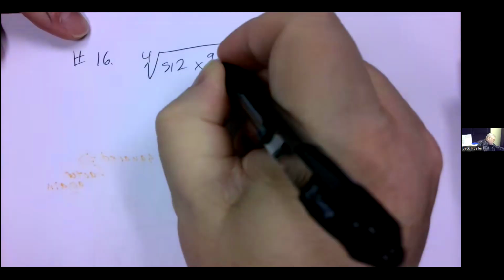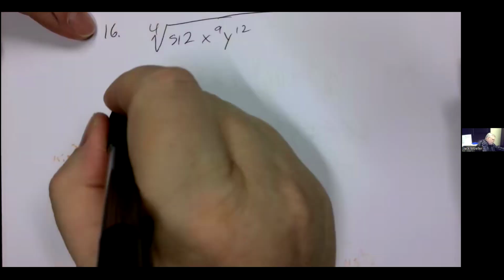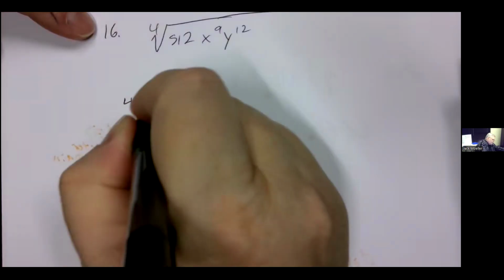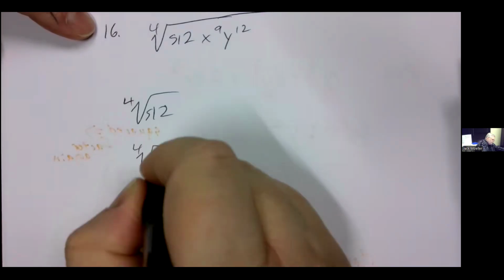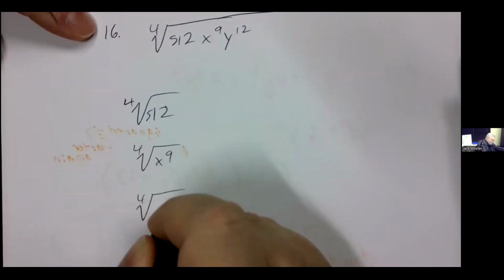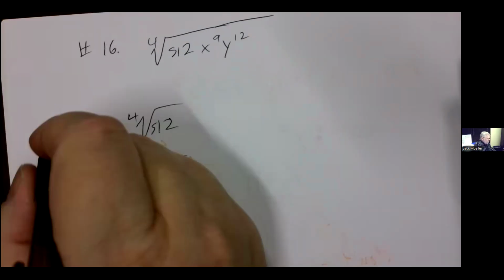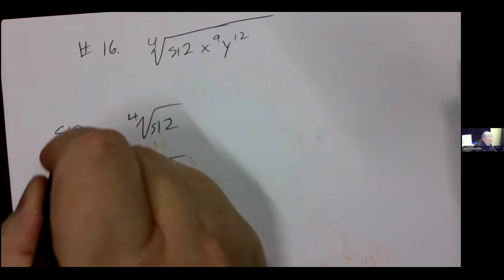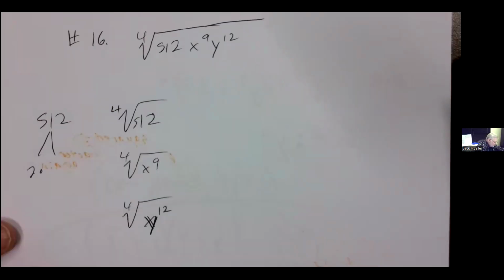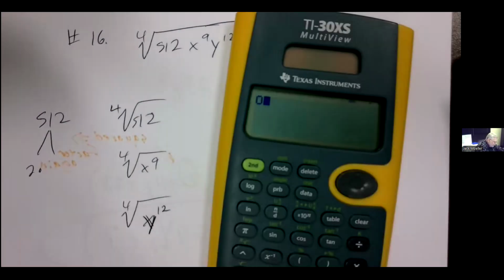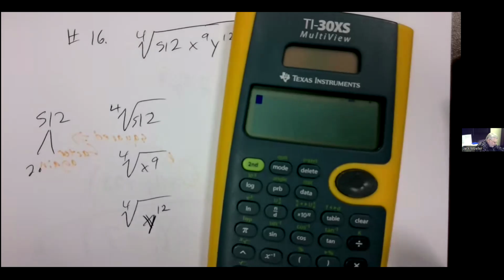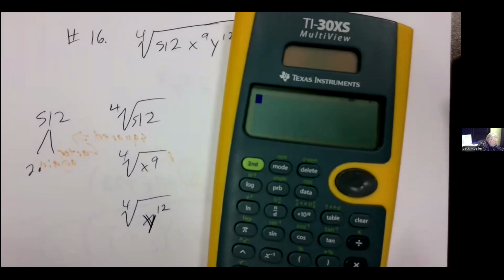All right. So again, split it up. I want the 4th root of 512, the 4th root of x to the 9th, and the 4th root of y to the 12th. So for 512, if you're going to start by 2, if you see something bigger, then definitely start with something bigger because dividing by 2 could take a while.